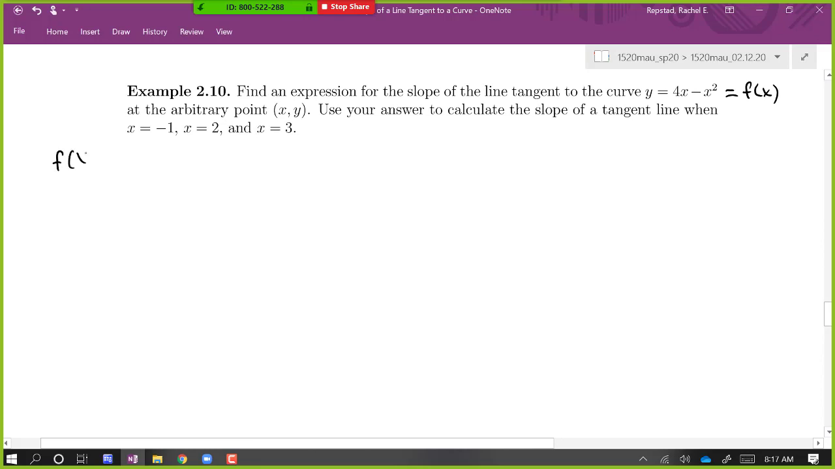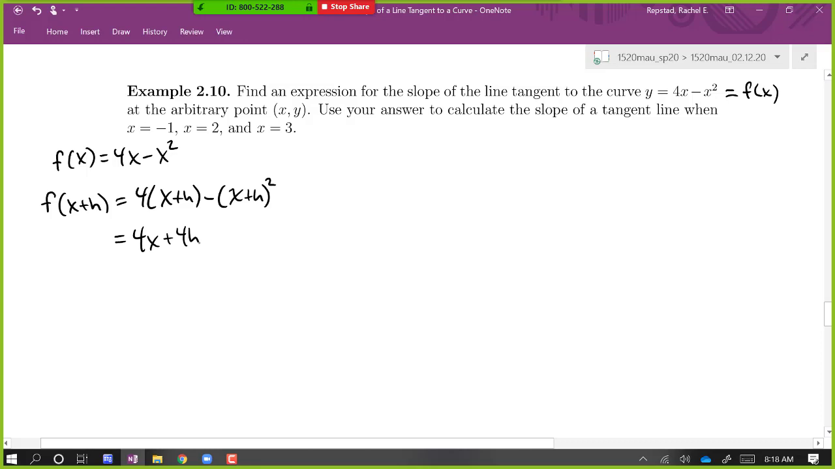So our f of x function is 4x minus x squared. f of x plus h is just what we get when we replace x with x plus h. So I have 4 times (x plus h) minus (x plus h) squared. And let's expand this, right? Let's multiply this all out. We can distribute the 4. I'm going to FOIL out the (x plus h). That'll give us x squared plus 2xh plus h squared, and then distribute that negative.